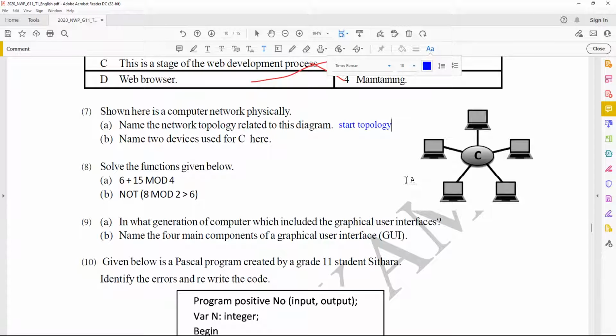And B, name 2 devices used for this. Hub. Yes, centralized. Okay, any network device. So what are the network devices? It could be a hub, it could be a switch, even a router will work.